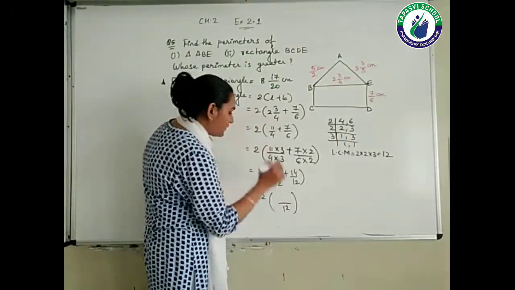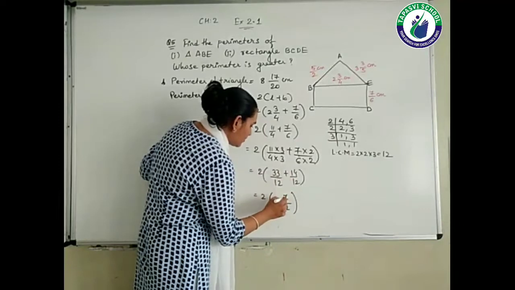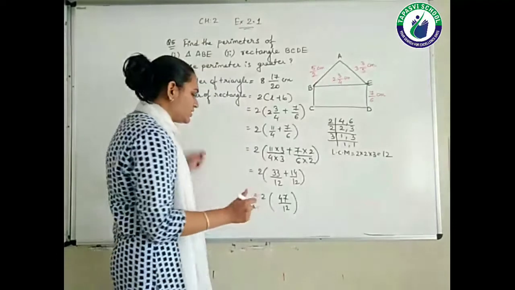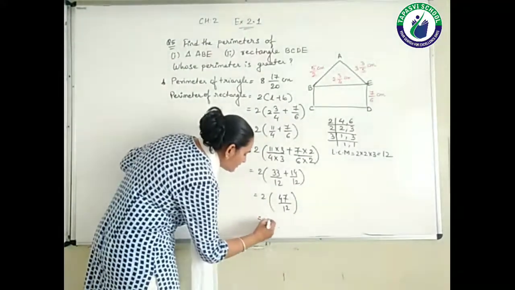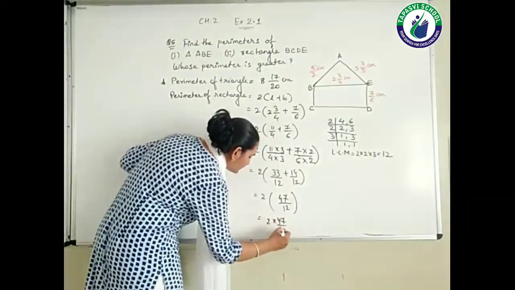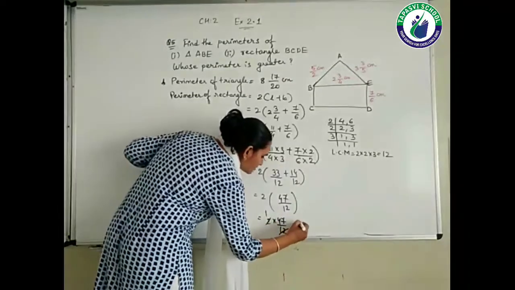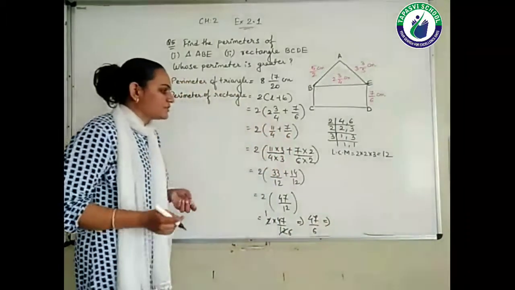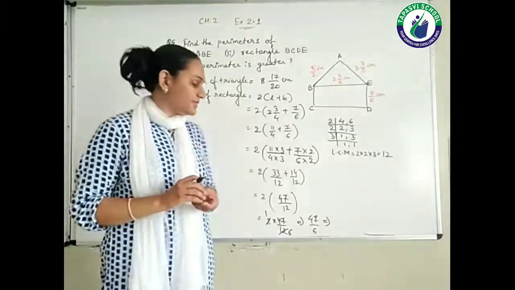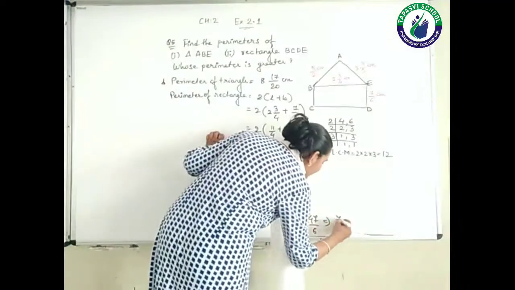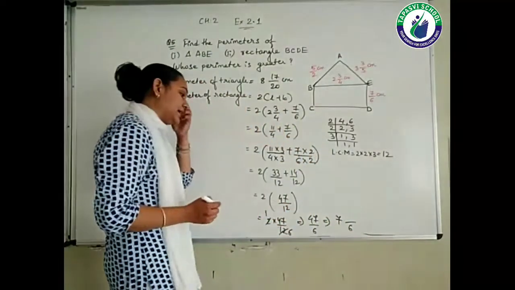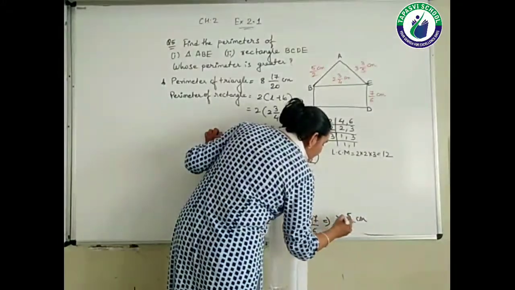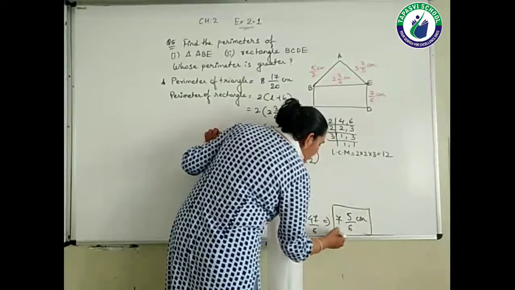33 plus 14, so 3 plus 4 is 7 and 3 plus 1 is 4. So I can cut 2 and 12, and I get 2 1s and 2 6s. So that is 47 upon 6. I can write the mixed fraction of 47 upon 6 as, okay, 7 6s are 42 and the remaining is 5. So this is the value for the perimeter of the rectangle.